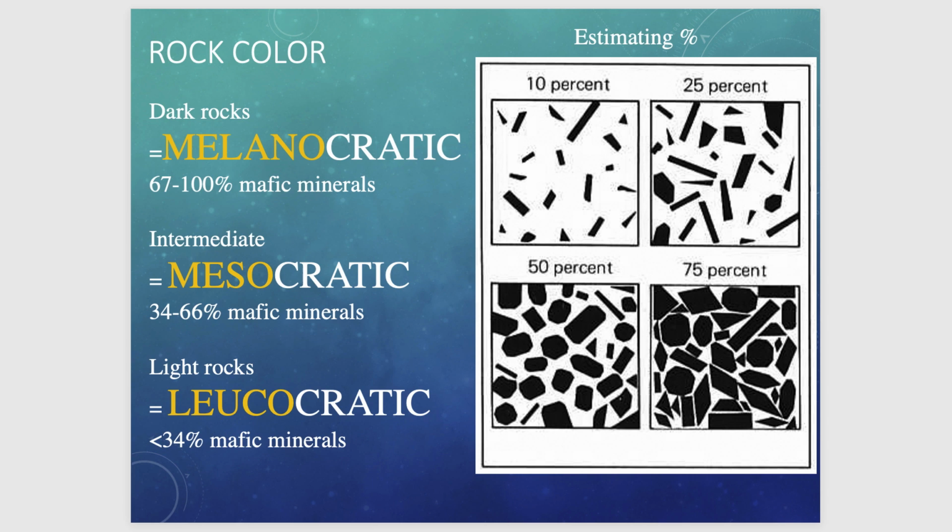Here is another example with another perspective, looking at the percentages of the mafic minerals. We often have charts of this type that give you an indication of color based on the percentage of mafic minerals present in the rock. So going from 10 to 17.5%, you see the dramatic change in the amount of white in this diagram. And so this would be an example of a melanocratic rock, and that automatically means that we are between 67, actually 67 and 100% mafic minerals.